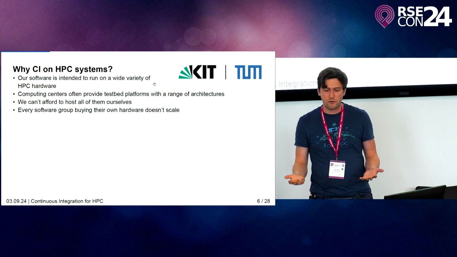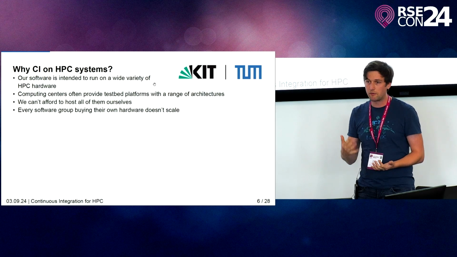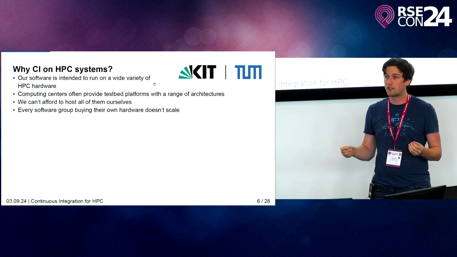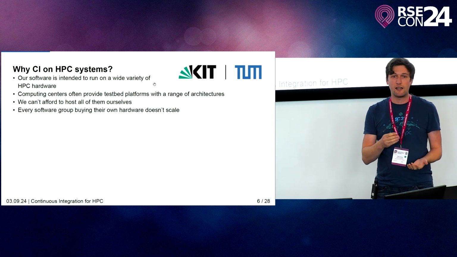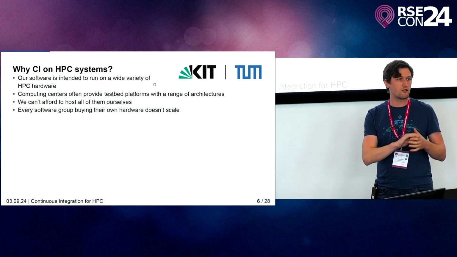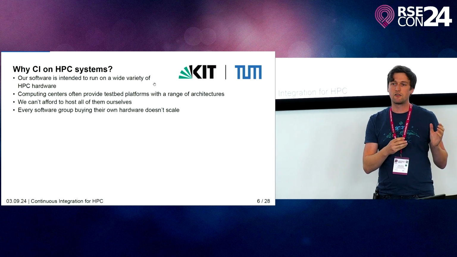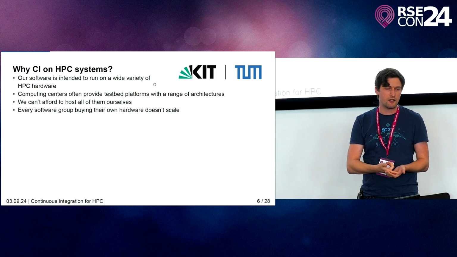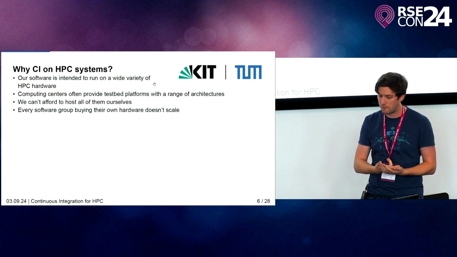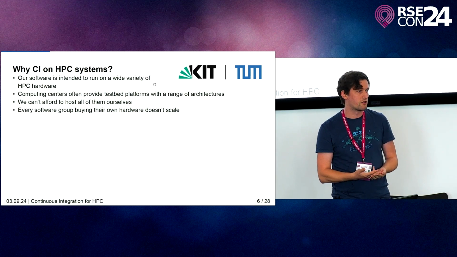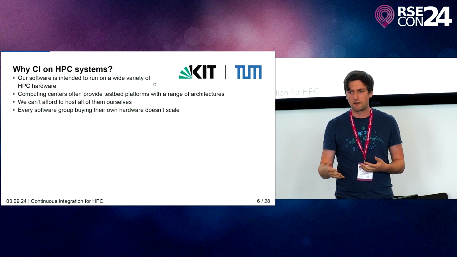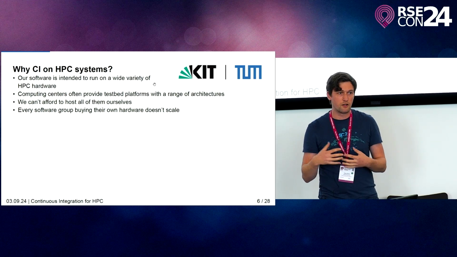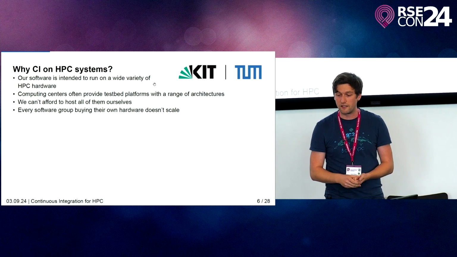So why do we want to use HPC systems for CI? Basically, our software is built for HPC. Even though our main focus is running on a single node, we still need to be able to use the hardware that is available there. We have AMD GPUs, NVIDIA GPUs, sometimes even Intel GPUs, and of course multi-core CPUs. And nowadays, people are also starting to use ARM next to x86. So we want to be able to test on all of these platforms.